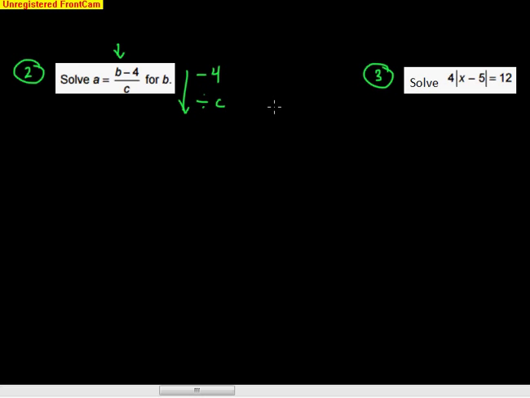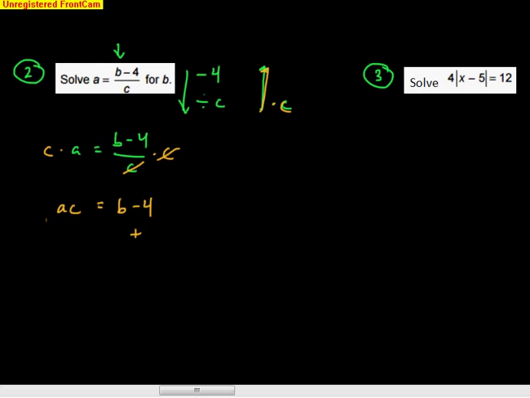So now let's go in the reverse order. What would I do to get rid of that dividing by C? Well, let's times by C. So let's do that first. I will rewrite my equation down here in orange. I'm going to times both sides by C. What does that give me on this side? It gives me AC, A times C, equals. And on the right side, the C's cancel: B minus 4.